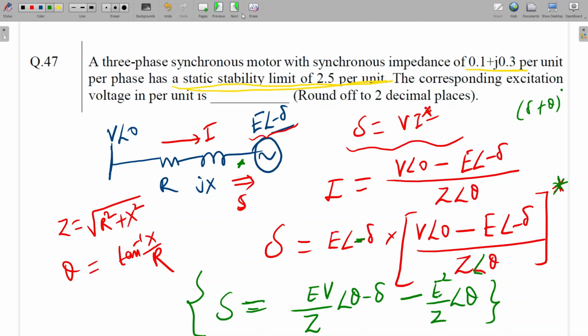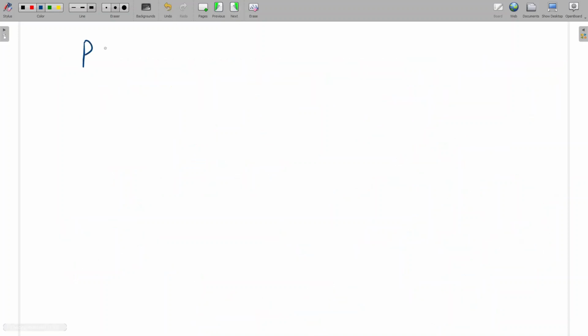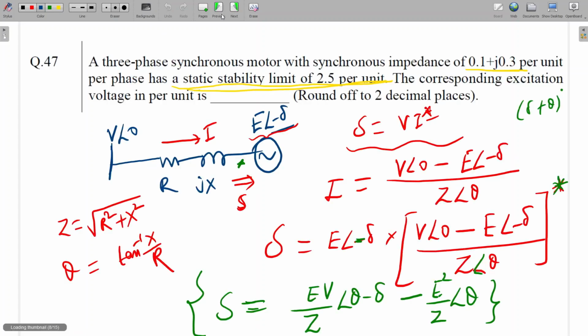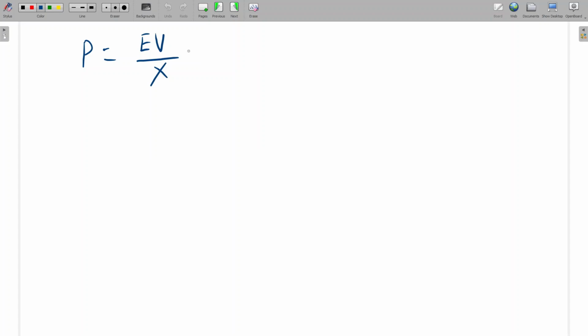Okay. So this is the apparent power equation. How can we calculate the real power? For real power, we just take the cosine. So P is equal to EV by Z cos of theta minus delta, minus E square by Z cos theta. So this is the real power equation.